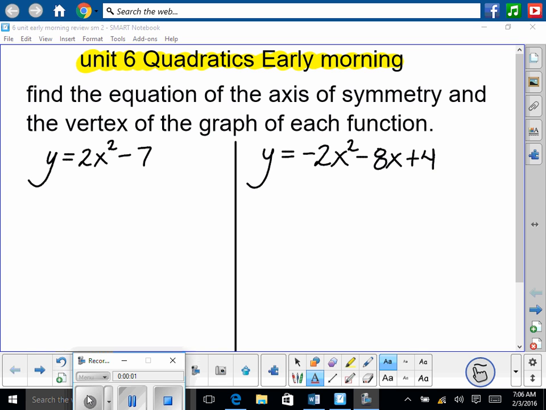So we'll just say find the axis of symmetry and the vertex. You don't have to graph it. It's up to you. If you want to just watch, that's fine. So you don't have to graph them. It will specifically say just find the axis of symmetry and the vertex.